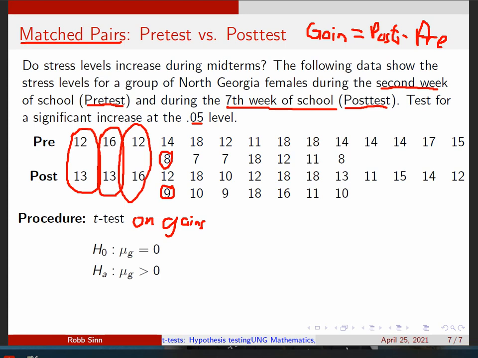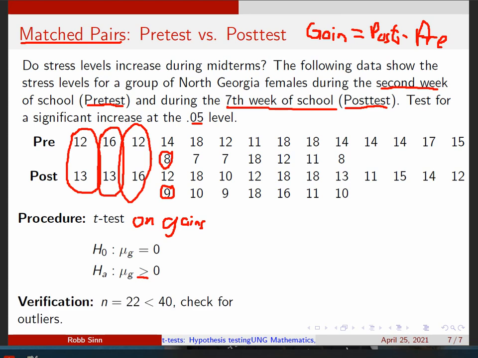Okay, what are we looking for? Well, we're looking for a positive gain. We think that stress levels will go up because of this midterm time when stress should be a little higher than maybe the second week of classes when everybody is still just getting settled into a routine.